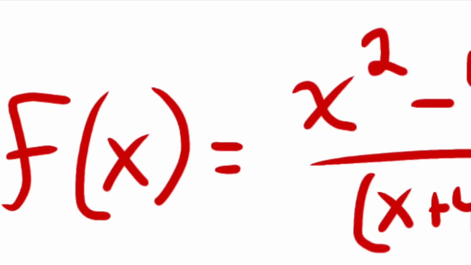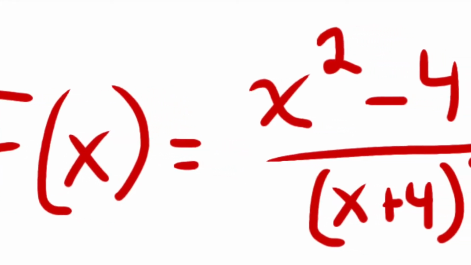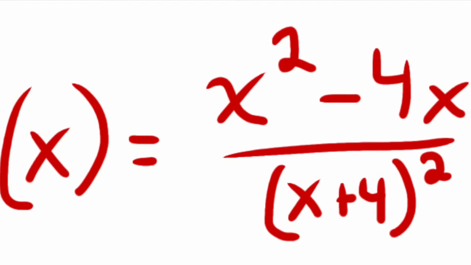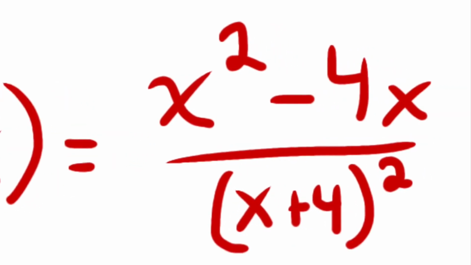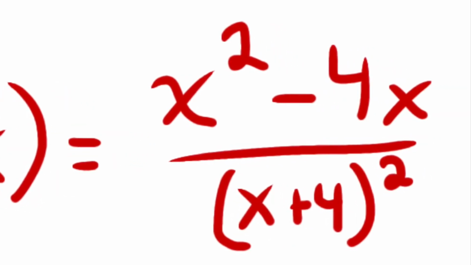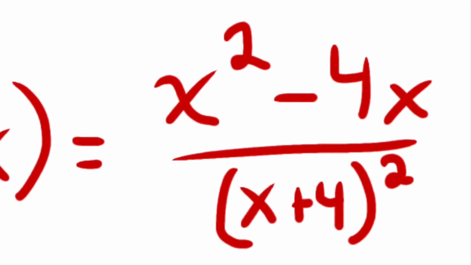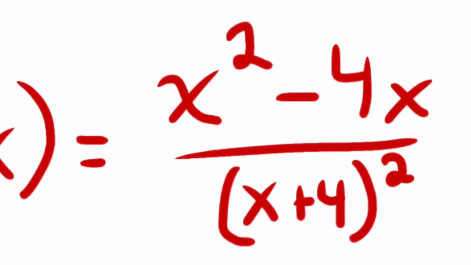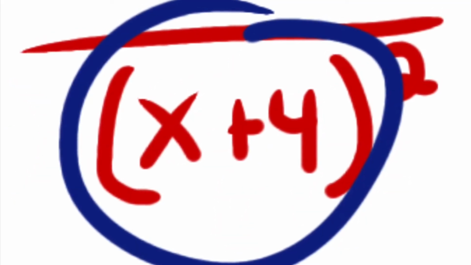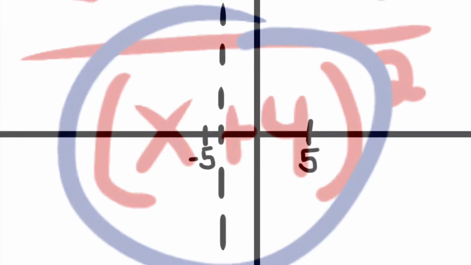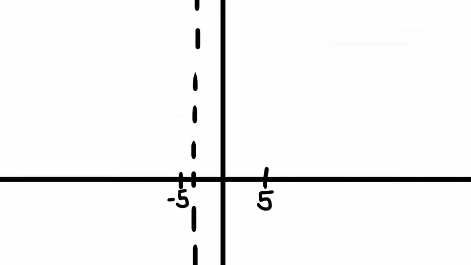For my curve analysis, I chose the fourth function, which is x squared minus 4x over x plus 4 squared. The first thing we do is make a few predictions. I noticed here that there will be a restriction that x cannot equal negative 4 because the denominator has a double factor of x plus 4. Factoring the numerator confirms that this will in fact be an asymptote.